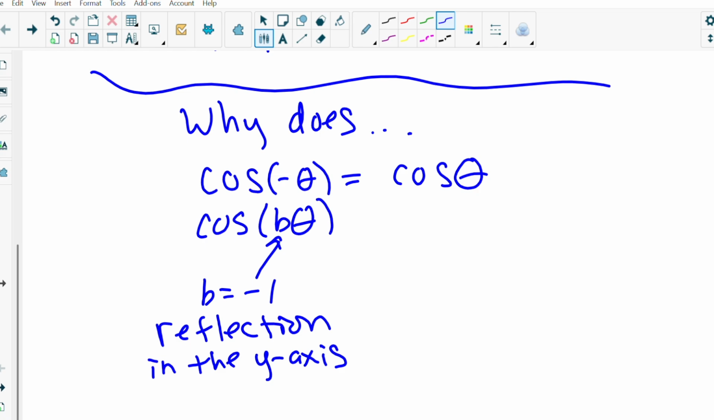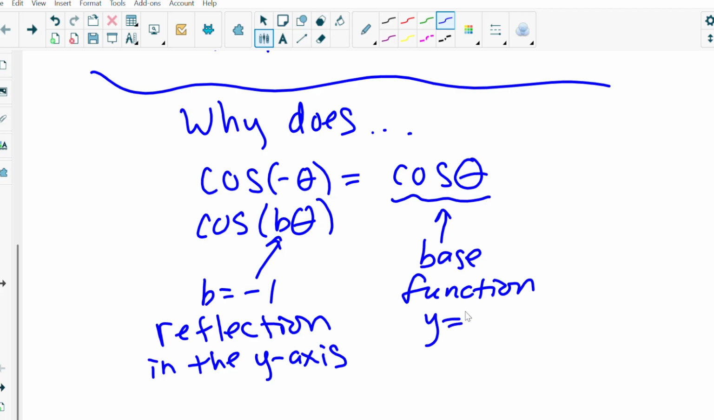Remember, cosine is our base function. This is just the base function with no transformations. So you're telling me you reflect the base function y equals cosine of theta in the y-axis, and you still get the same thing as the base function. If you visualize what a cosine function looks like on a graph, where it starts at 0, 1, and you reflect it on the mirror line, the y-axis, you'll get the same graph. And again, we'll see in a Desmos explainer how that works.